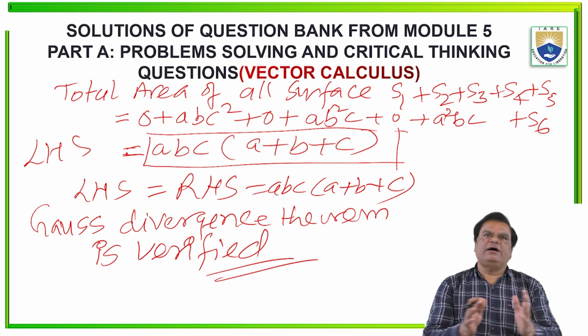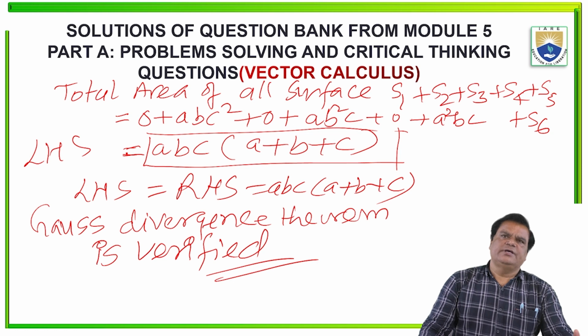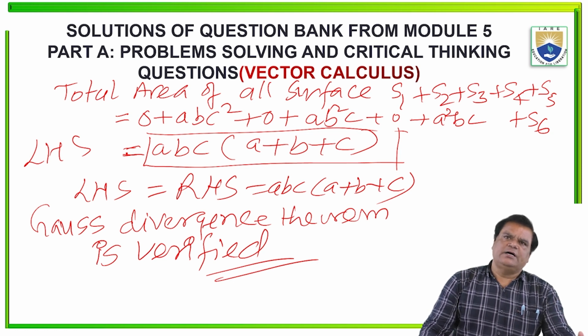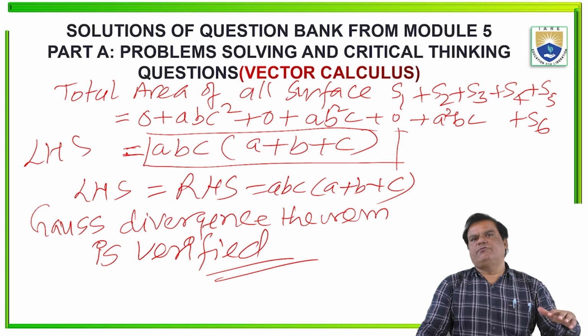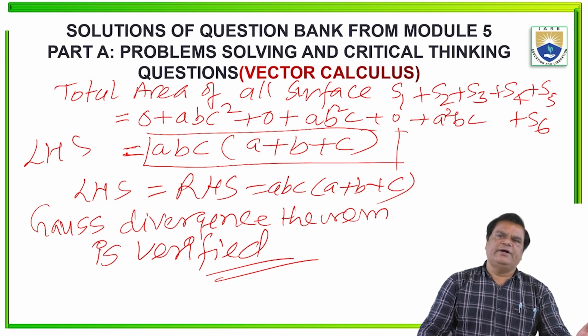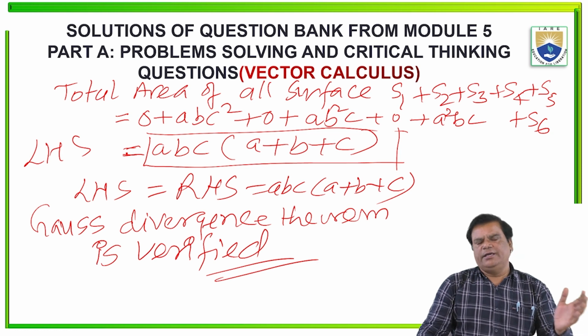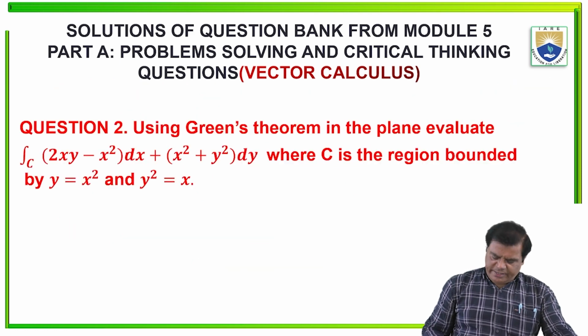So the total area of all faces is abc(a plus b plus c). And we have already found the RHS, the volume integral. With the help of the volume integral, we found the value abc(a plus b plus c). So Gauss divergence theorem is verified.